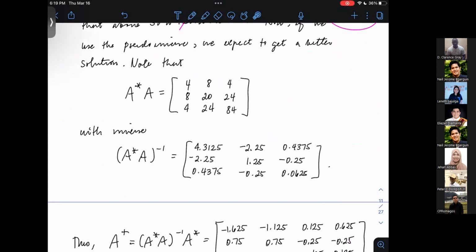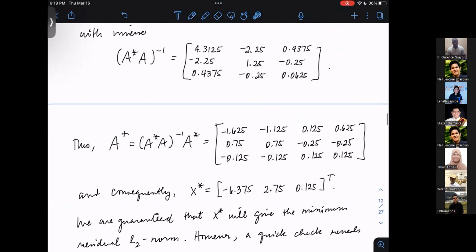So I am now hoping that A star A is invertible so that I can use theorem 9.2, right? So performing hand calculations here, A conjugate transpose times A is equal to this guy, right? And then inverting it will give us this matrix, the inverse of A star A. And then computing the pseudo inverse via theorem 9.2 will give us this guy, right? And remember, we were told in our discussions above that the least square solution is X star equals A plus times B.